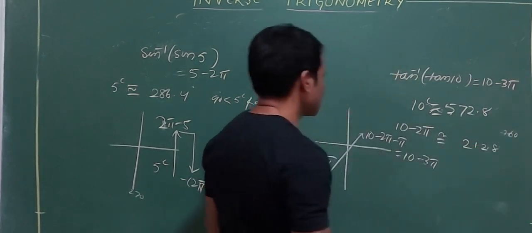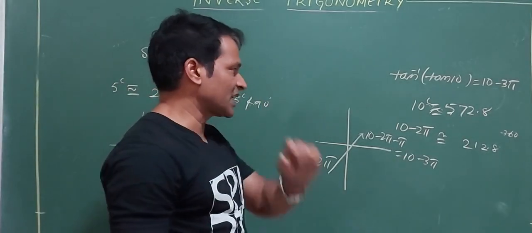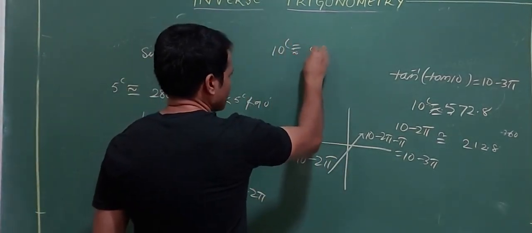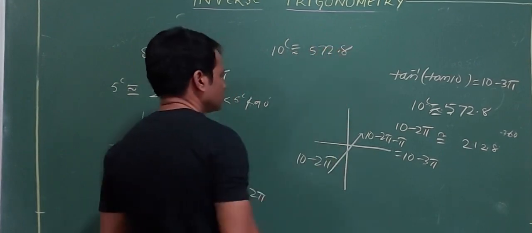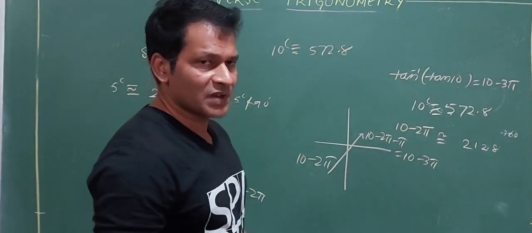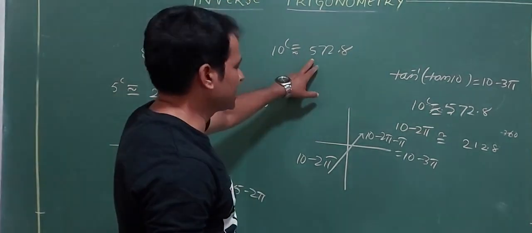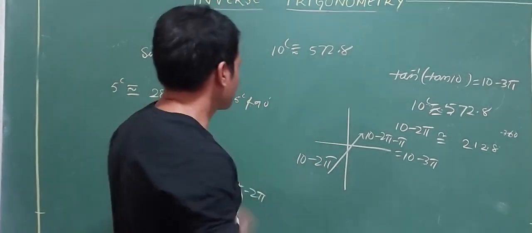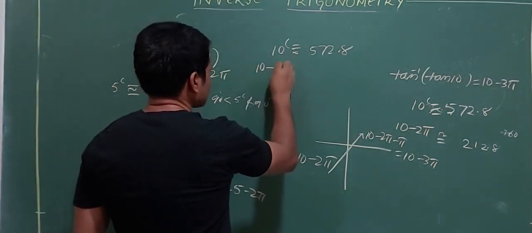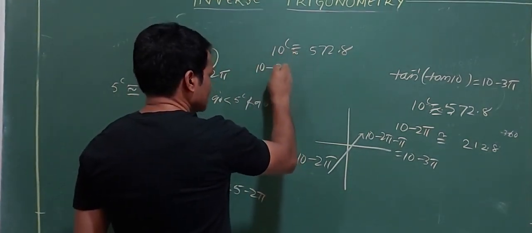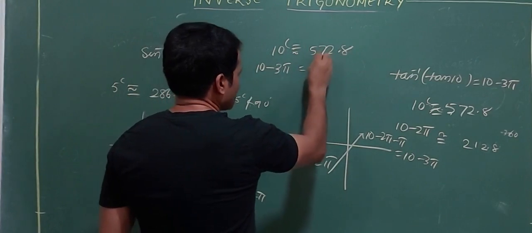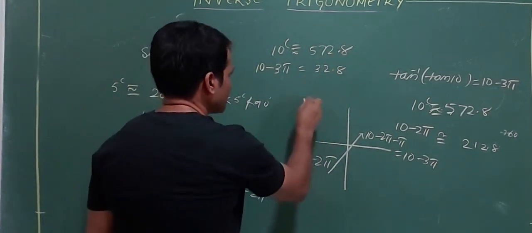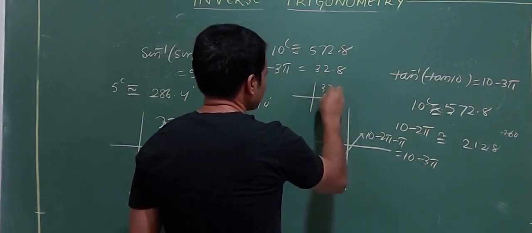Suppose a child tells me, sir, I want to do it in multiples of 180. 10 radian is equal to 572.8. Pi means 180, so 180 into 3 is 540. 10 minus 3 pi. Subtract 540 from here, we get 32.8. Which quadrant? 32.8, first quadrant.